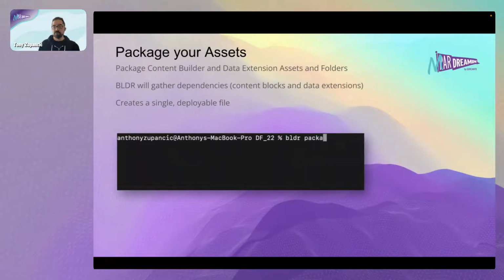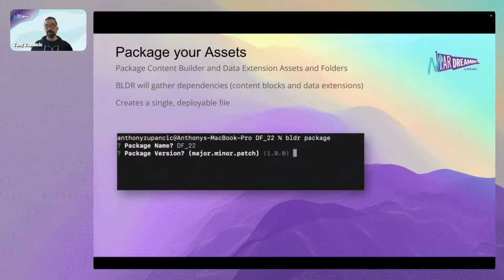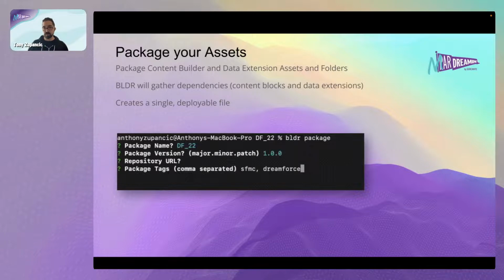So as I mentioned before, there is the ability to package your assets into a single JSON file and deploy them into another Marketing Cloud instance. This is something that is relatively new and is still in development. Right now, it is scoped for content builder and data extension assets.